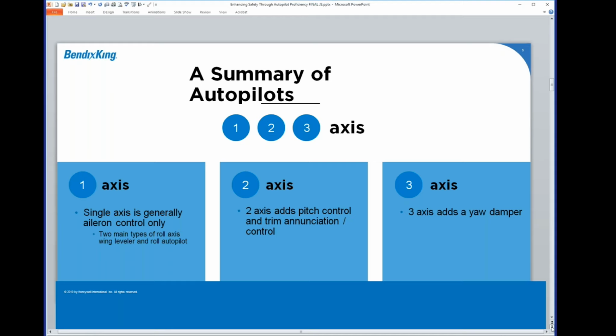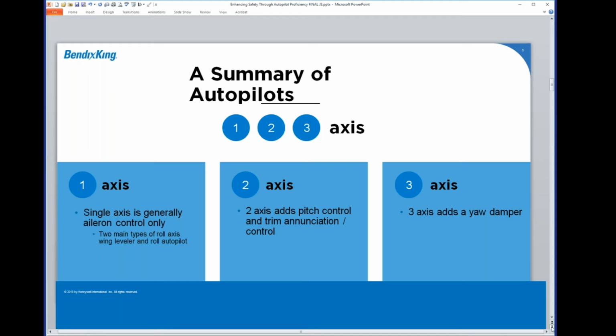Then we have the next step up. That's a 2-axis autopilot. What's that adding? It's adding pitch control. Sometimes it adds trim as well, either through enunciation or through actual trim control. And remember that on certified Part 23 aircraft, the trim system is actually separate from your elevator system. That's for safety. And so you can either be enunciating about what needs to be done with trim, or you can actually control it separately. But your second axis is pitch.